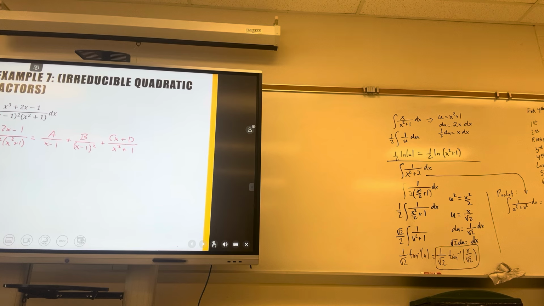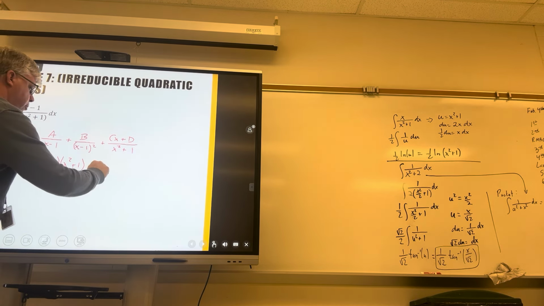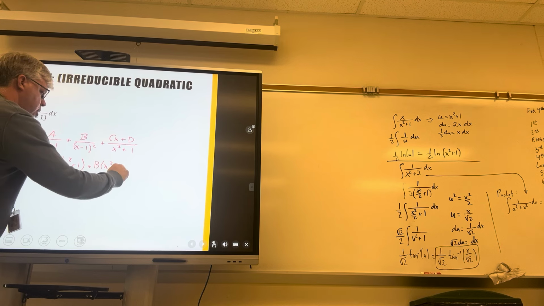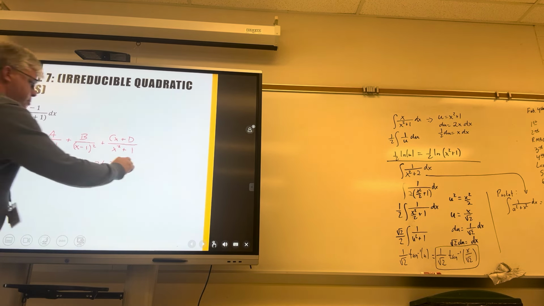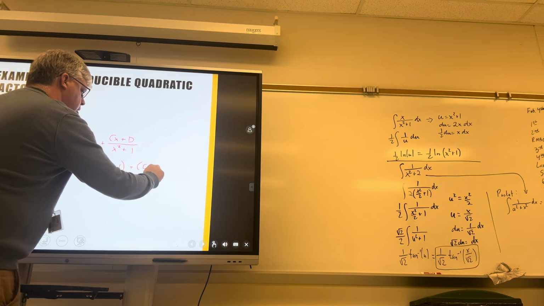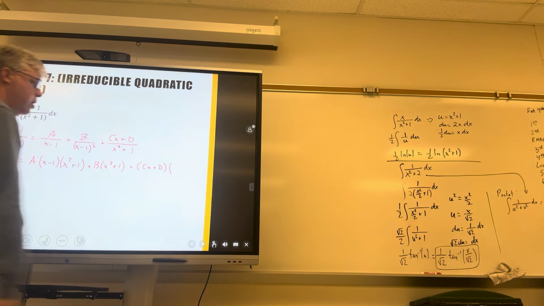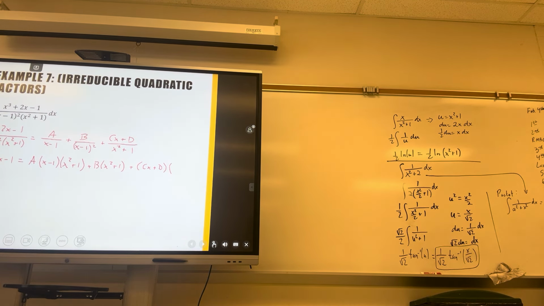You okay there? Now clear the fractions. x cubed plus 2x minus 1. What is A multiplied by here? 1 times (x minus 1), because the other one cancels, and x squared plus 1. B is going to only be multiplied by x squared plus 1. And the Cx plus D numerator gets multiplied by x minus 1 squared.